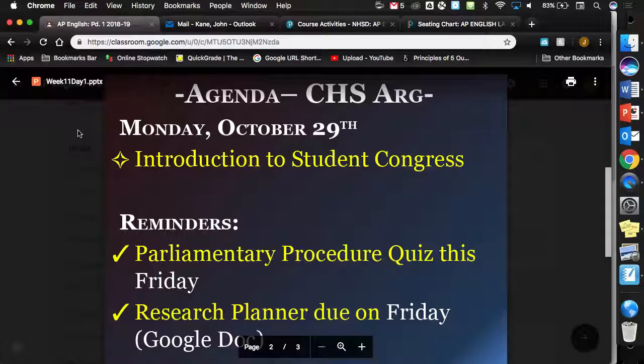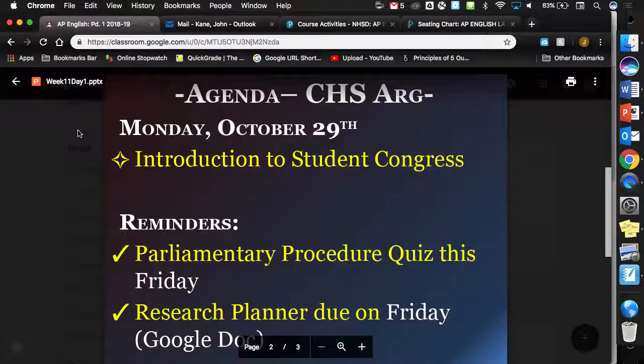So it's not something that you're going to have to necessarily come in with. And it's also a Google Doc that you're going to be filling out through Google Classroom. So there's not a sheet that you're going to be giving to me. You're just going to be submitting through Google Classroom. Starting tomorrow, laptops are going to be in here pretty much every day. You're going to be grabbing a laptop.